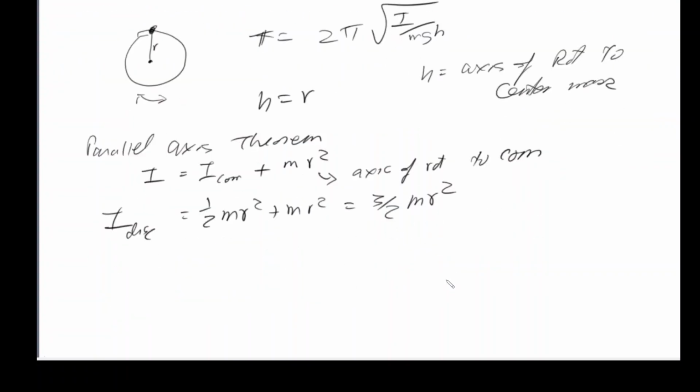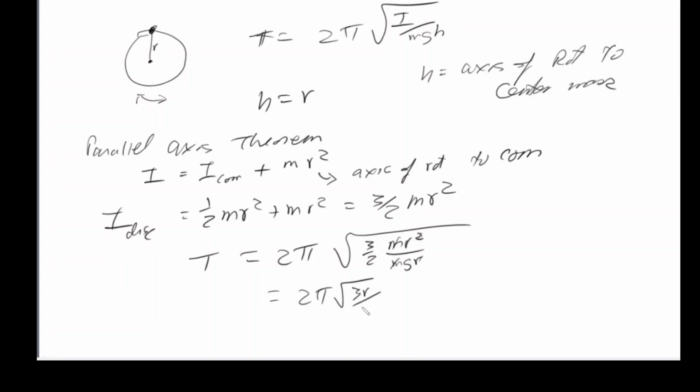So now we can plug that into our equation for a period. Period is equal to 2 pi times the square root of I, which is 3/2 mr squared, over mgr. So one of these cancels out. That becomes 2 pi times the square root of 3r over 2g. And that's what the period would be for the disk rotating at its edge.